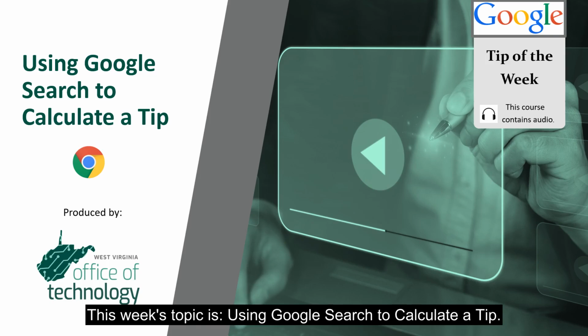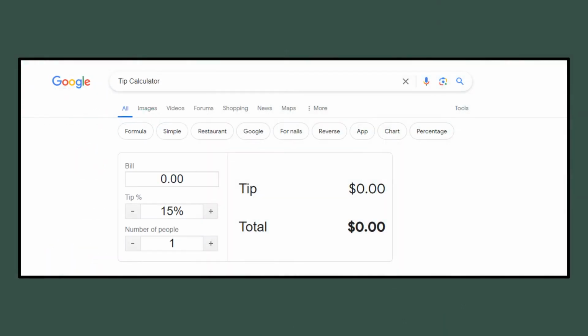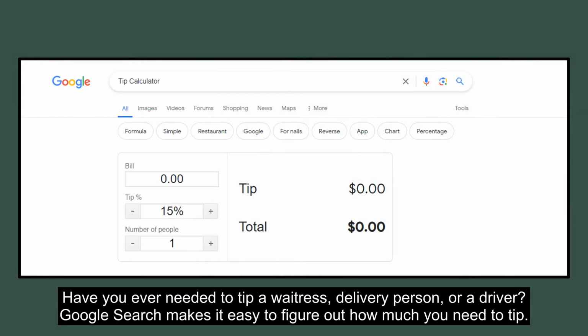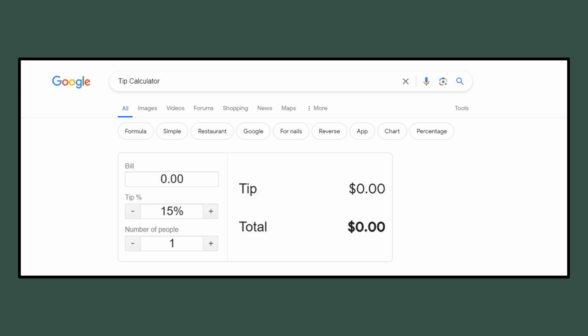This week's topic is using Google search to calculate a tip. Have you ever needed to tip a waitress, delivery person, or a driver? Google search makes it easy to figure out how much you need to tip. You can use the Google Tip Calculator. Let's use the tip calculator to figure out how much a 15% tip of $200 would be.